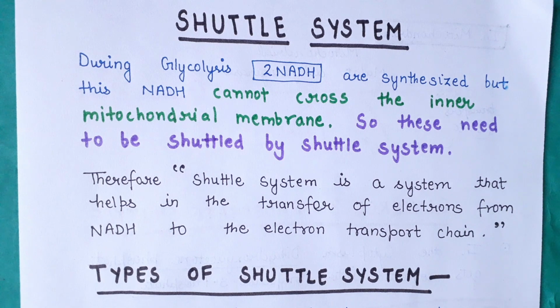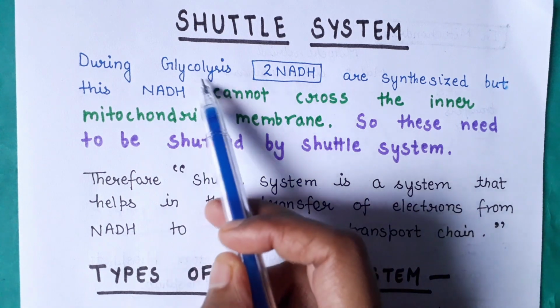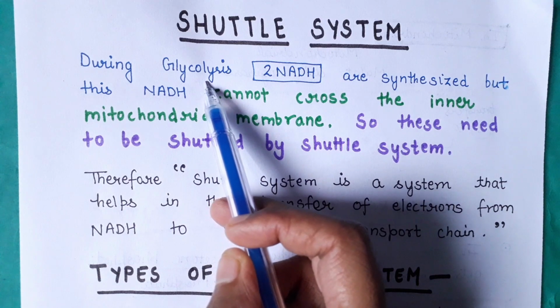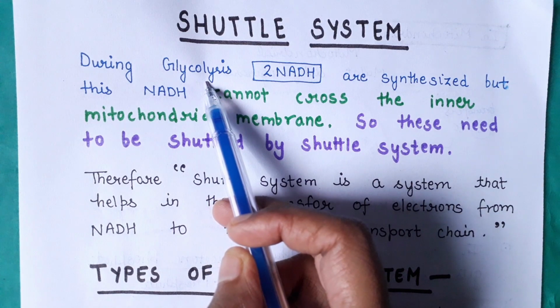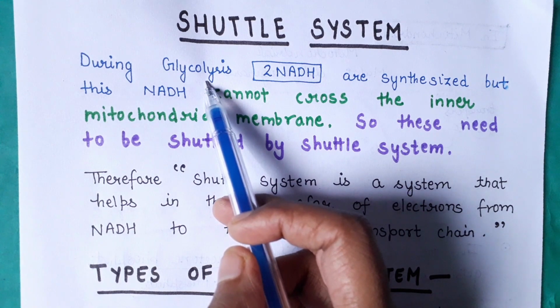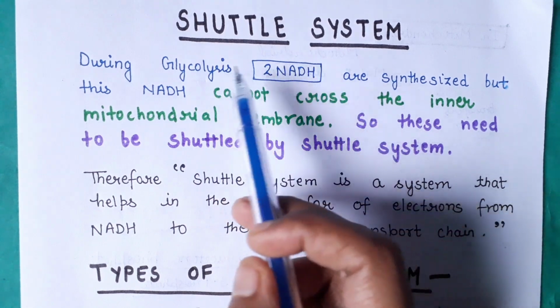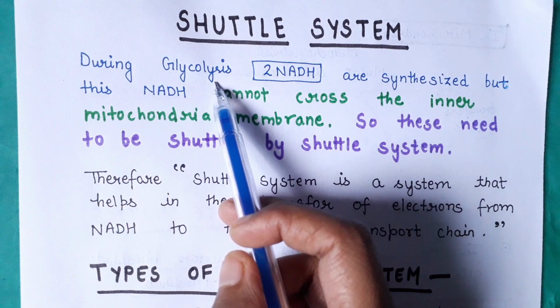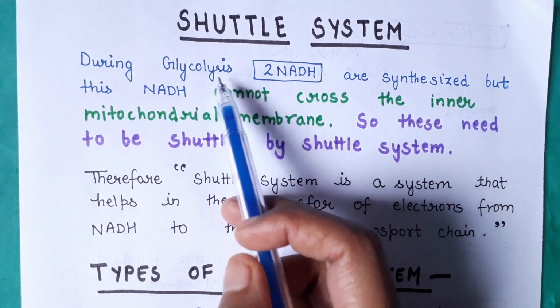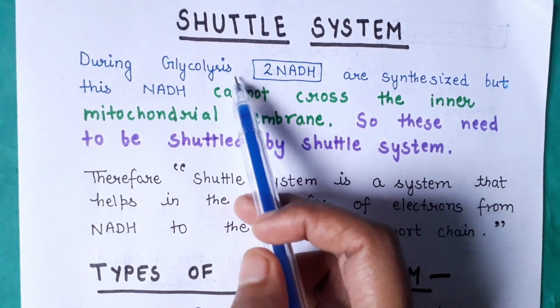Today we are going to discuss shuttle systems. As you all know about glycolysis, in the process of glycolysis, one molecule of glucose gets broken down and forms two molecules of pyruvate, and there is a net gain of 2 NADH. The process of glycolysis takes place in the cytosol or the cytoplasm of the cell.